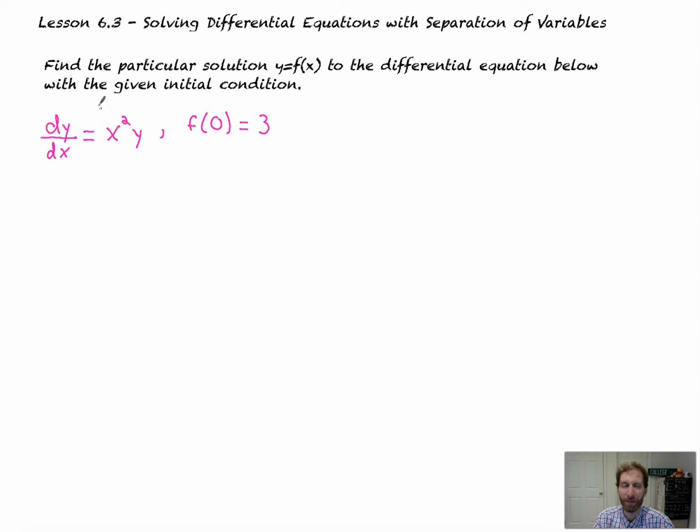So I'll show you the y at the end of the video. This says find the particular solution y equals f of x. So that means we're finding the solution to the differential equation now with the given initial condition, (0, 3). So we're going to end up solving for c. So how do we do this?